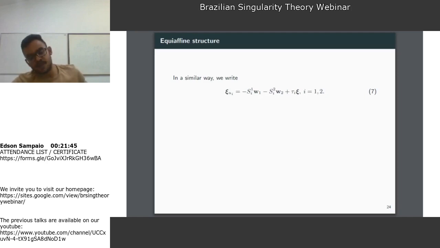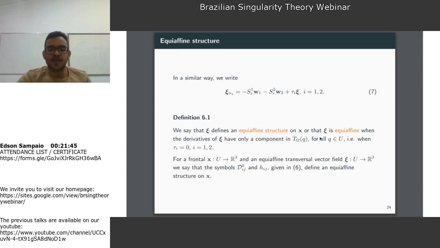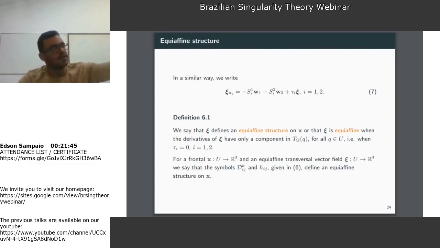And we say that this vector field C is an equiaffine vector field, or defines an equiaffine structure on X, when its partial derivatives belong to the plane T_ω(q) for all q. It's equivalent to say that these coefficients τ_i are identically zero. And in this case, we say that the equiaffine structure defined by C on X is given by the symbols D_ijk and H_ij that I showed here in this expression.